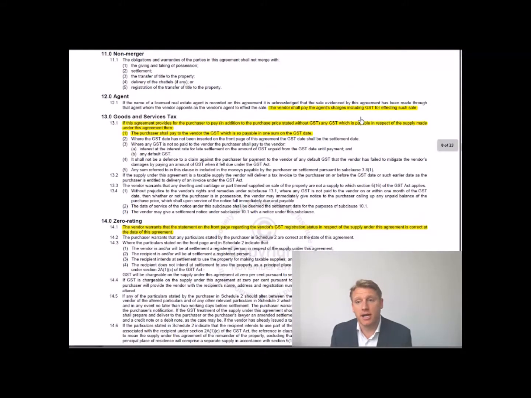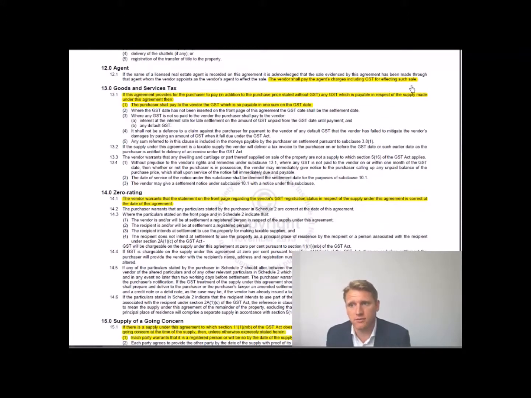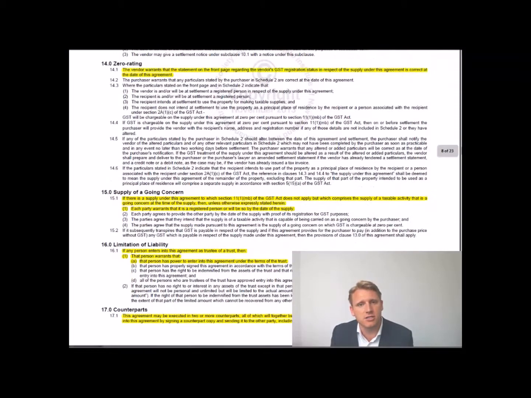Okay, the vendor shall pay the agent's charges, including GST, for effecting such a sale if an agent is on the sale and purchase agreement. Goods and services tax: this is the agreement for the purchaser to pay any GST which is payable. If that's part of the agreement, then again, what I mentioned earlier in the last podcast about GST, that's when you ask your accountant's advice before you go into the agreement. And zero rating, that's when you're dealing with a commercial aspect to the agreement.